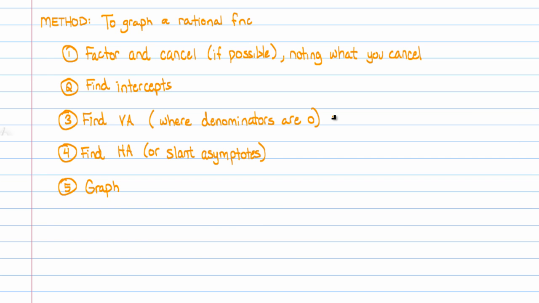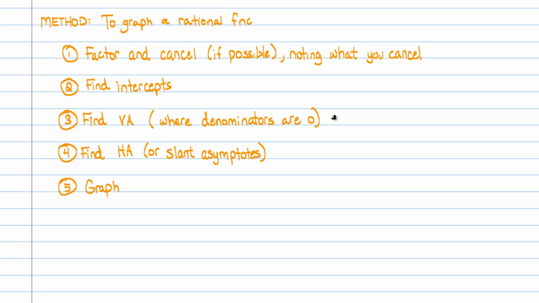So I'm not a big fan of methods. They're like recipes in mathematics, and it leads to a lot of memorization. But the fact is, when you're graphing a rational function, sometimes it's just so much easier if you have a list of things that you kind of check off as you graph.